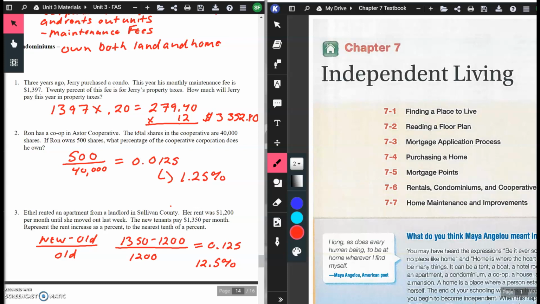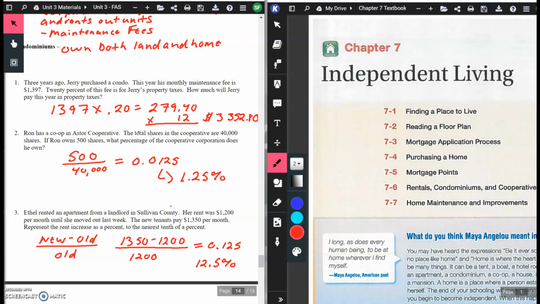Okay, now that's for 1 month, so you need to multiply it by 12 to find out how much for the entire year. So $279.40 times 12 gives you $3,352.80 in property taxes for the entire year.